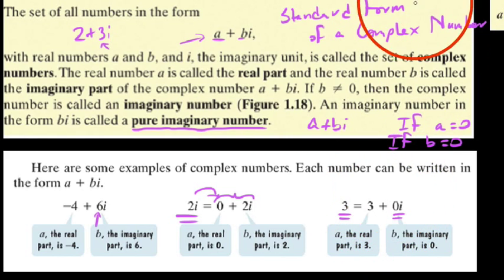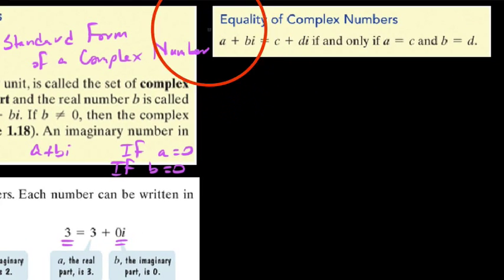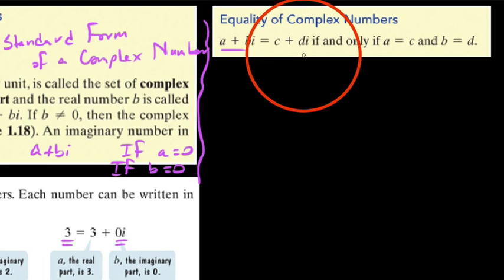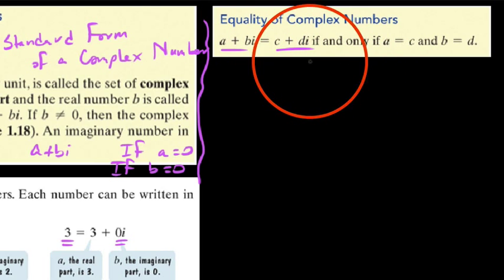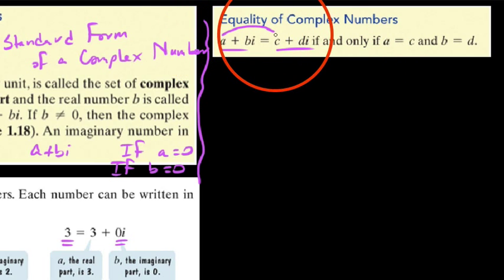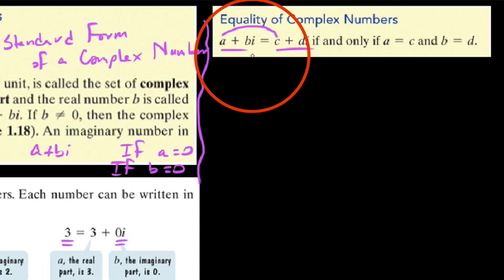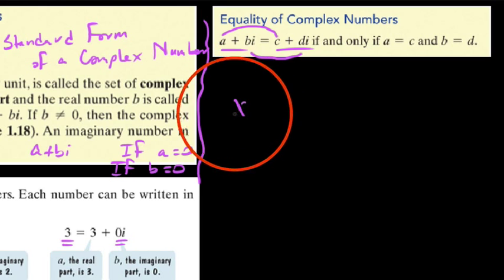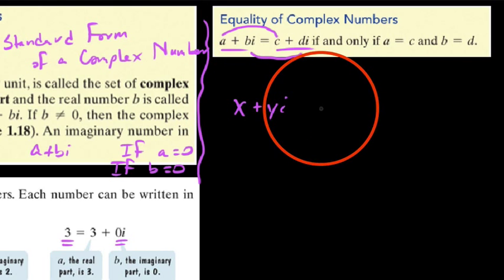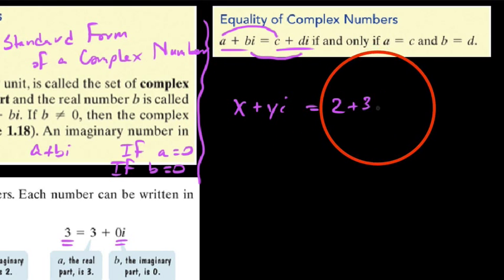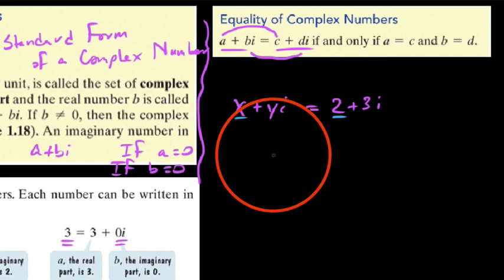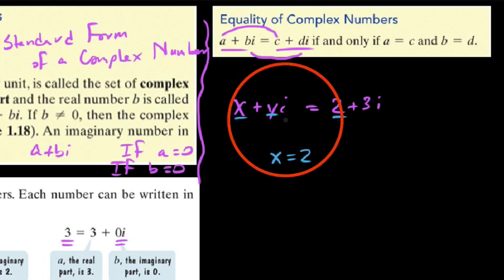So before we finish this video, there is one comment that is worth making here. We say that when two complex numbers are equal, that is some a plus bi is equal to c plus di, this can only be true if their real parts are exactly the same, and if their imaginary parts are exactly the same. So for instance, if I had a number x plus yi, and I said it's equal to 2 plus 3i, then we would be able to conclude that this can only ever be true if x is equal to 2 and y is equal to 3.